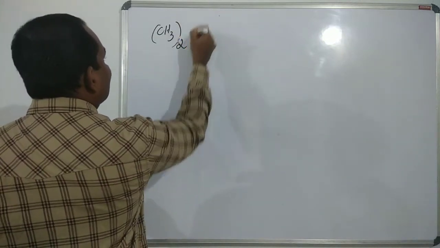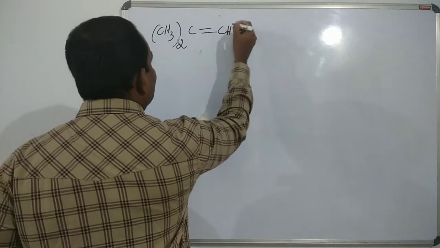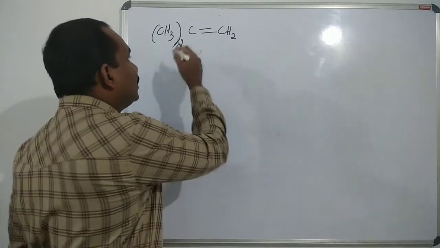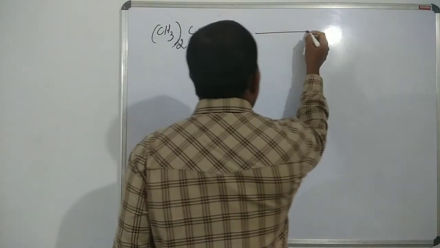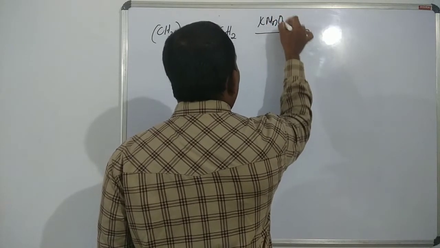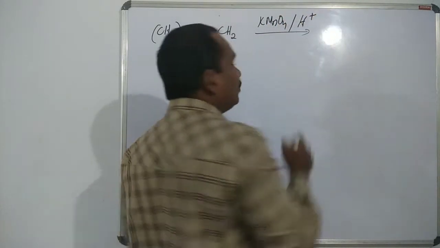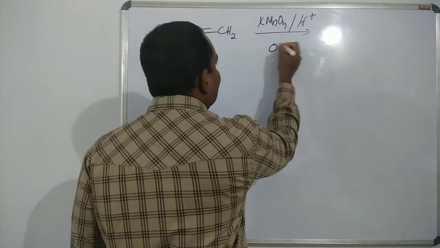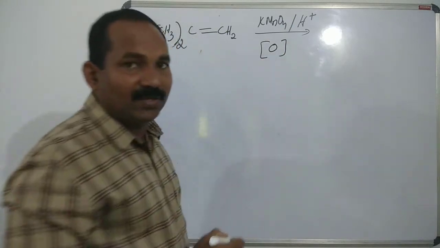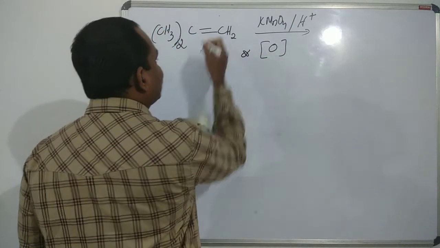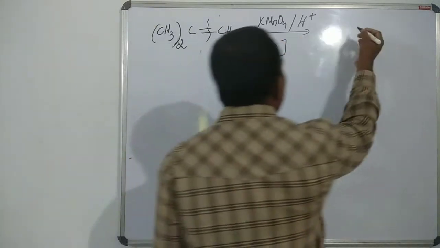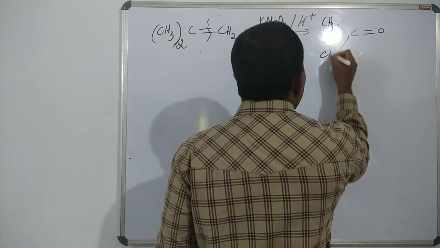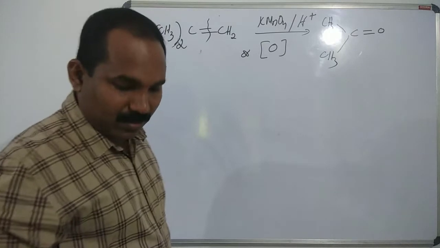CH3 twice C double bond CH2. When we are using KMnO4 in acidic medium, usually represented by H+, or in an examination the question asks like this, nascent oxygen, that means oxidation. Oxidation takes place, the bond breaks here, C double bond O, CH3, CH3. Are you clear?